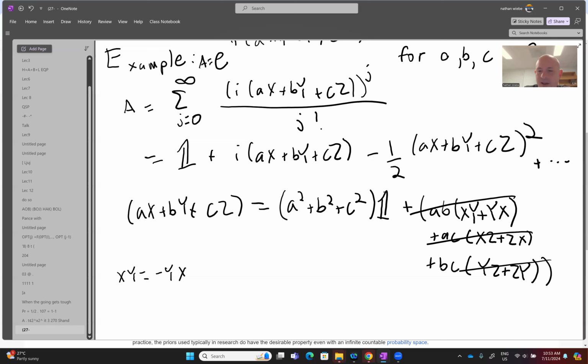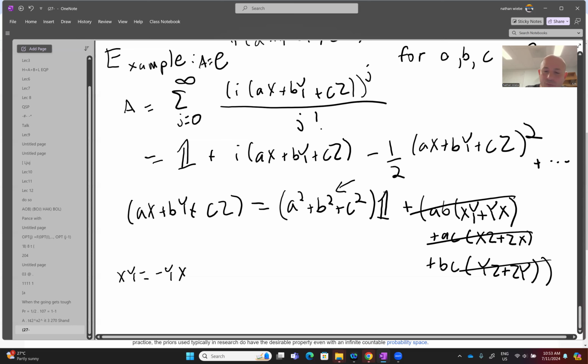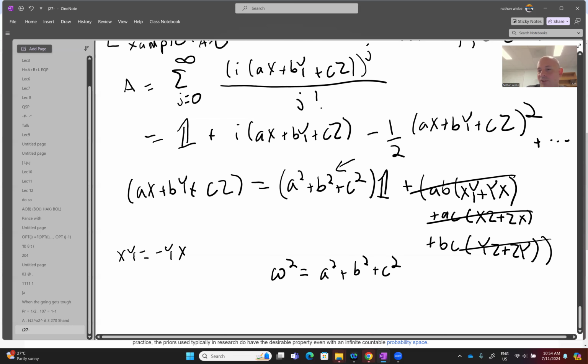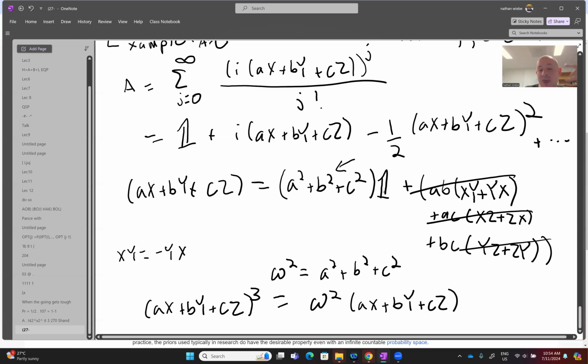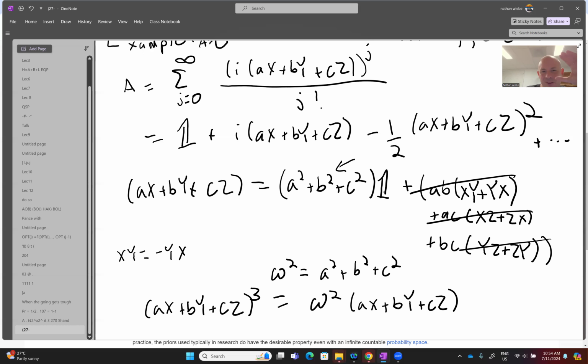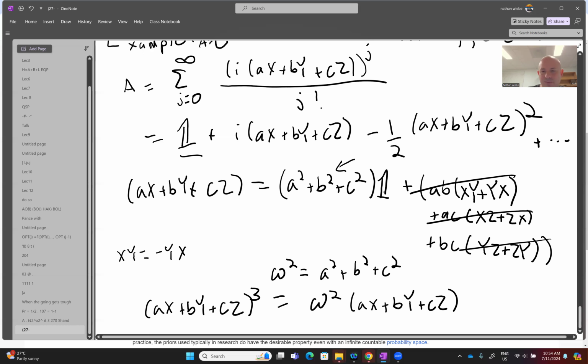So now, just for notational simplicity, because this is going to show up over and over again, I'm going to define omega squared to be equal to a squared plus b squared plus c squared. Okay. So then using this language, we can see what'll happen. If I get (ax + by + cz) cubed, this is just going to give me omega squared times (ax + by + cz). Cool. So basically what happens is we get this alternation in the Taylor series expansion where every even term is going to be proportional to identity, and every odd term is going to be proportional to this.